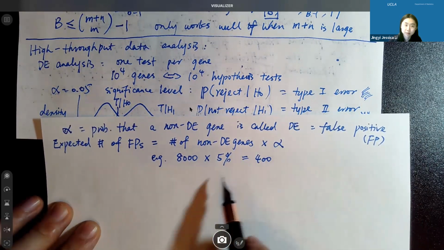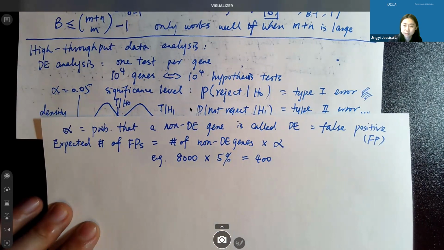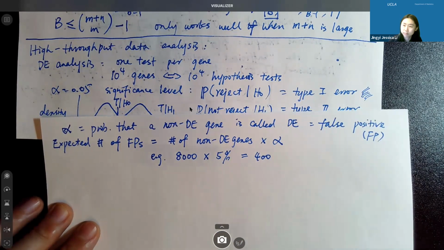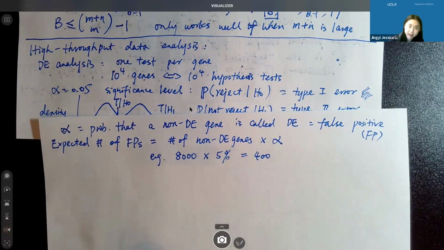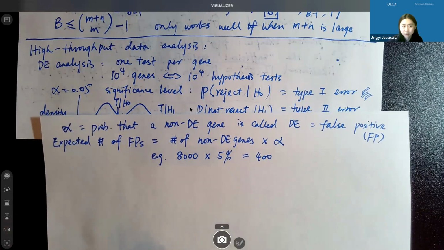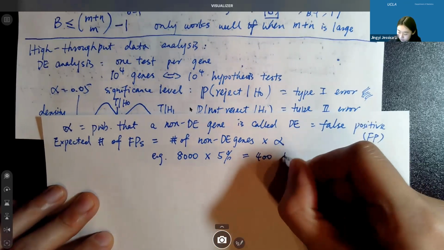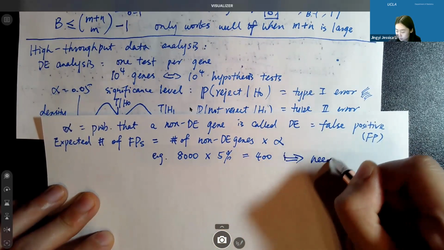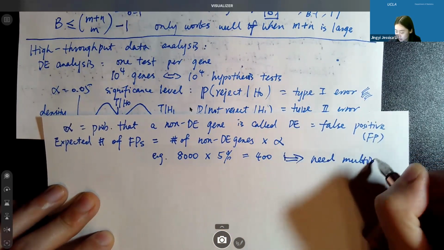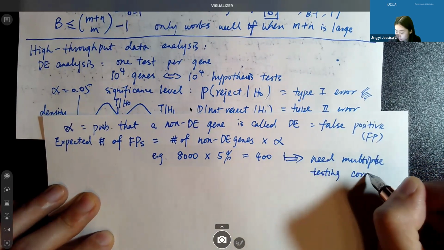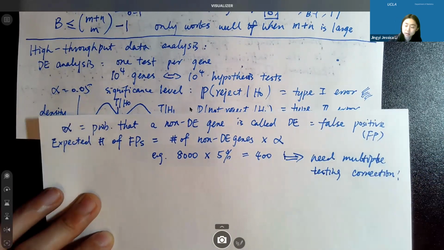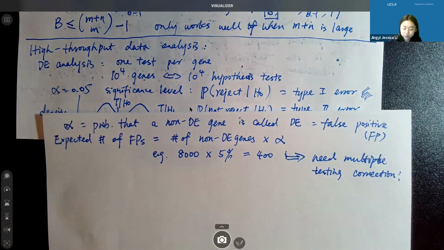using the alpha as 5%, right? Wouldn't this be something to worry about? Yes. So that's why we face this problem. The alpha 5% that seems to be small enough for one test now becomes too big for so many tests, right? So we need multiple testing correction. This is the motivation of doing this. Otherwise, we're afraid that we may have too many false positives.